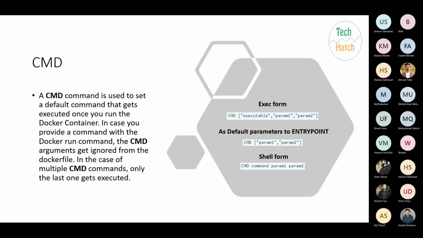we should use a single CMD instruction in our Dockerfile, because the Docker daemon will execute the last CMD instruction and consider it as the final CMD, because a singular instruction needs to be run once the container is spun up or launched from your built image. Okay.